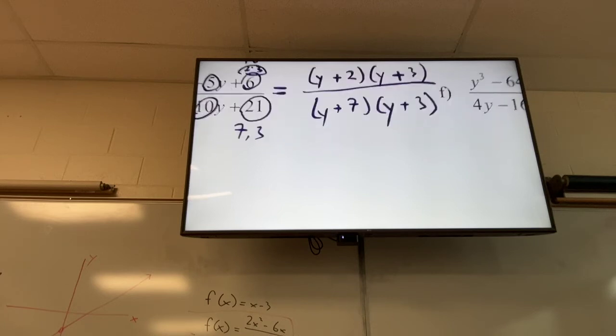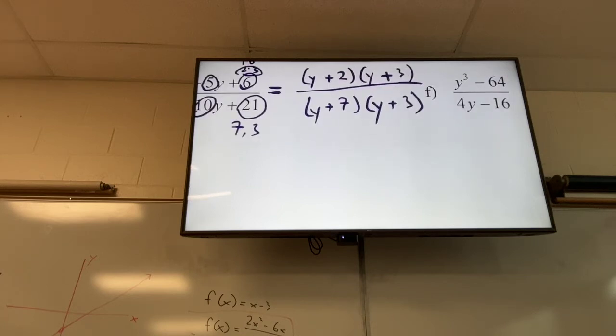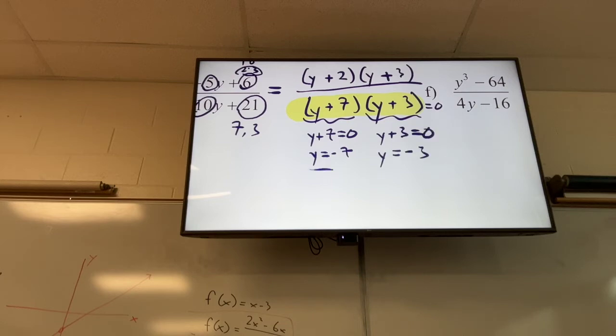Okay. So let's do our excluded values now, right? What are our excluded values going to be then? We set the bottom equal to 0. So it's going to be y plus 7 equals 0. Solve for y. And y plus 3 equals 0. Solve for y. So these are our excluded values.